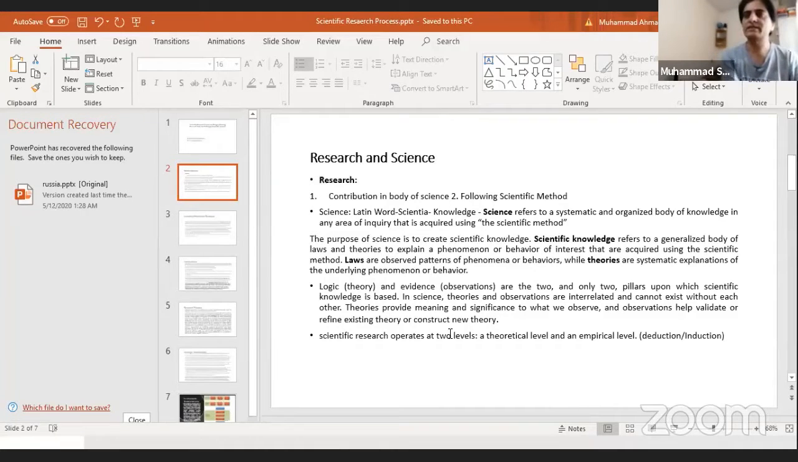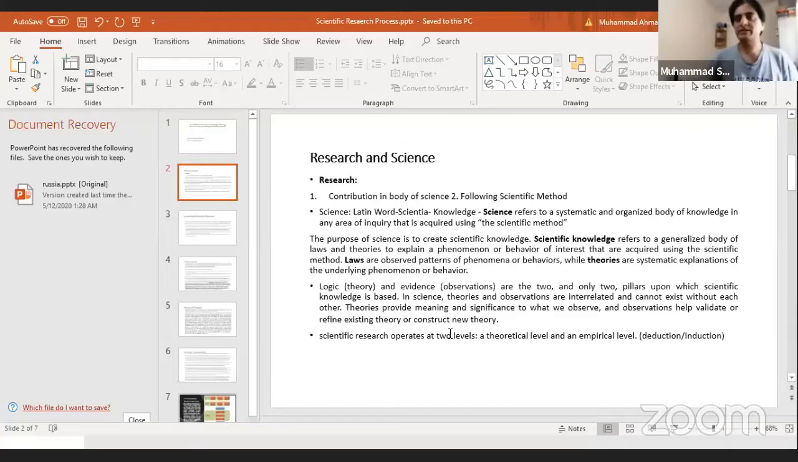So basically, there are 2 major functions of research. One is that research is the very knowledge that contributes in the body of science. Number 1 characteristic of research is that it is a contribution in the body of science, and science means knowledge. And number 2 is following scientific method. So these 2 components are necessary in research. When you are adding something in the field of knowledge, it means you are doing research. And when you are applying some scientific method, it means you are doing some research work.